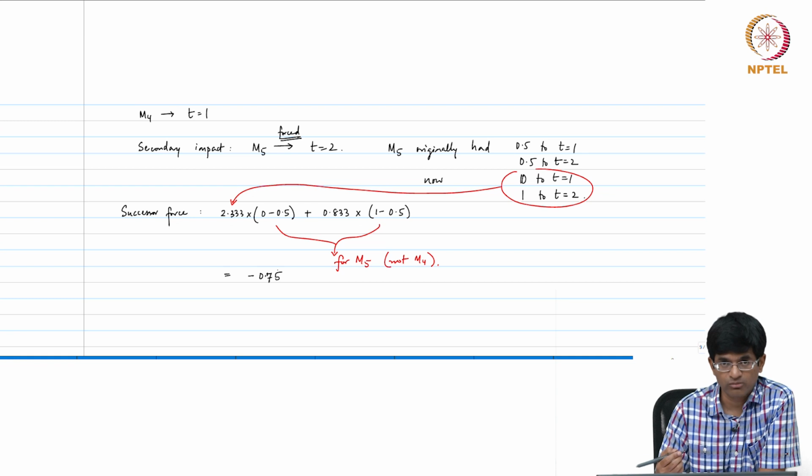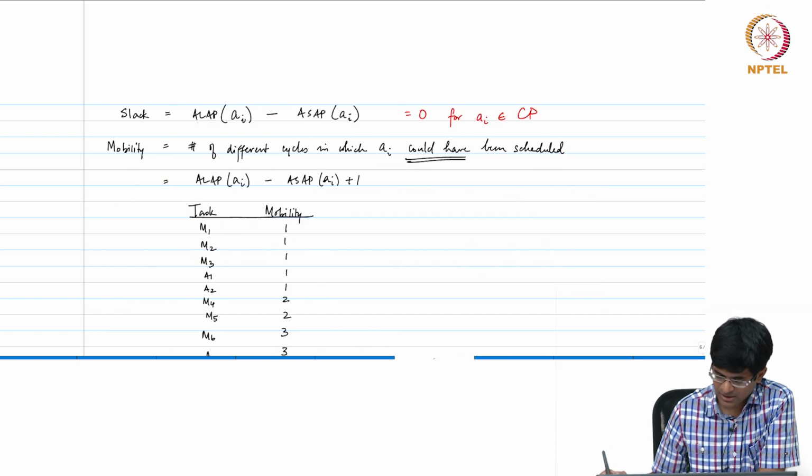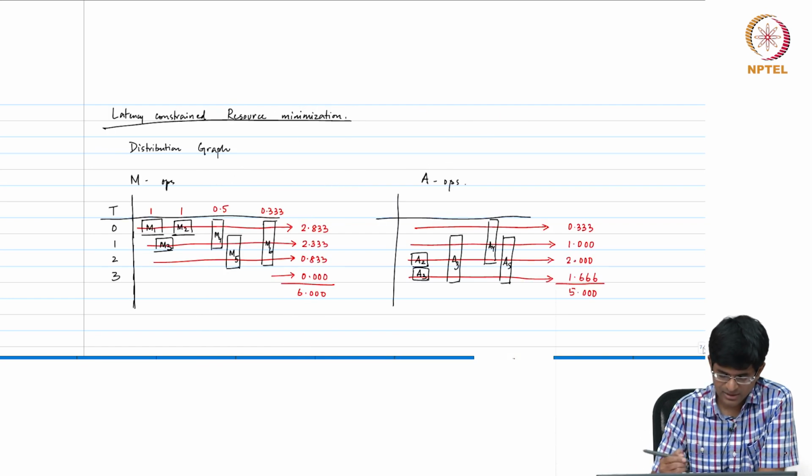Which incidentally is telling me that this was actually a very good move, because not only did I end up pushing M4 into step 1, getting a net negative force, that pushed M5 into step 2, which actually has a big negative force, meaning that M5 being pushed into step 2 is a very good thing. Intuitively, what does this mean? It means that step 2 has fewer multiplications in it than step 1. Pushing multiplications into step 2 is good if you can afford to do it. Okay.